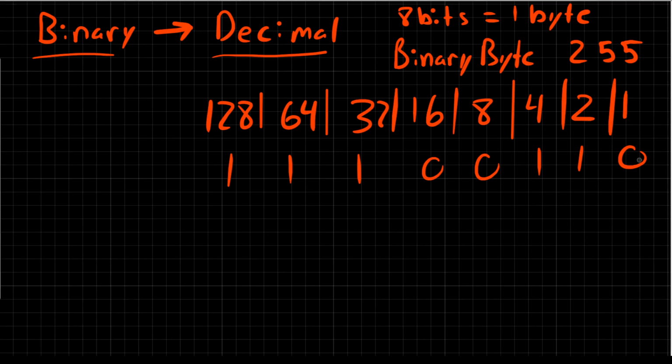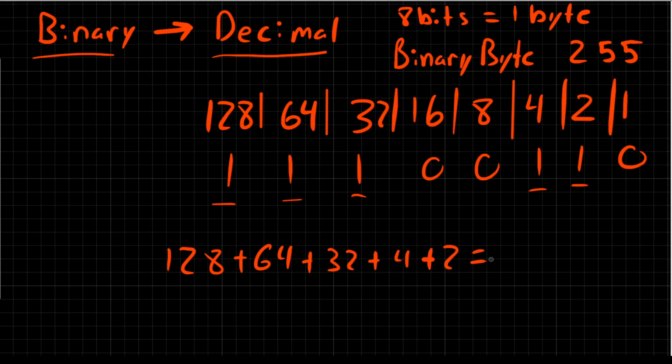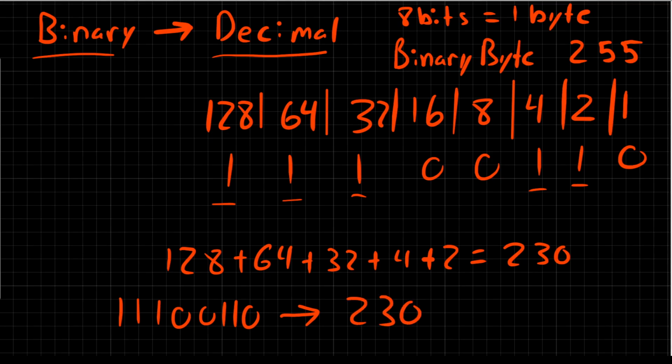The easiest way that I think that you can go about this is just go and find the ones places. So there's 1 there, 1 there, there, there, and there. Take the place that they are in and add them all up. So we're going to do 128 plus 64 plus 32 plus 4 plus 2. And if you add all those values up, what you get is 230. And so 11100110 in decimal is 230.